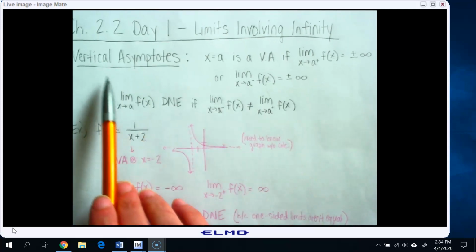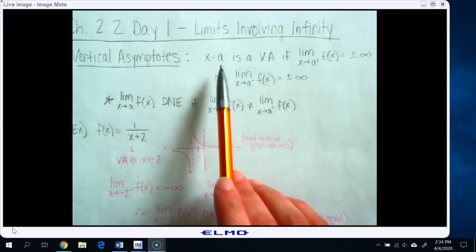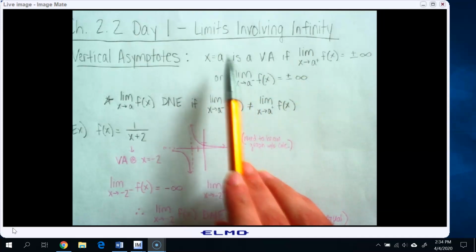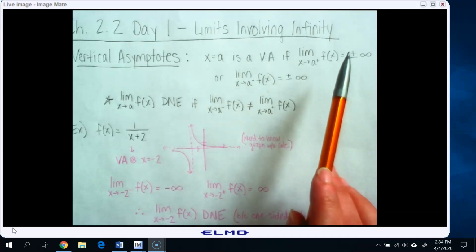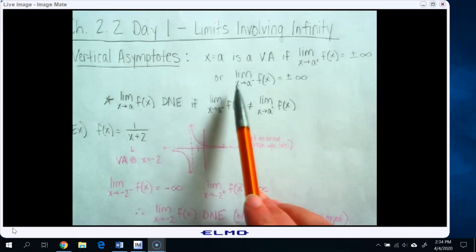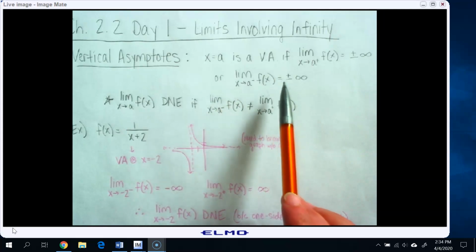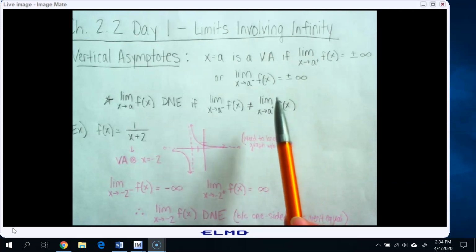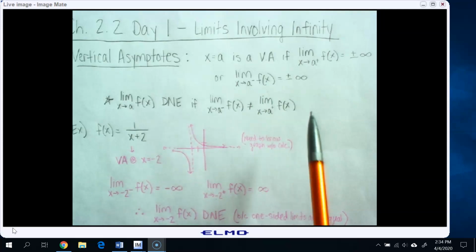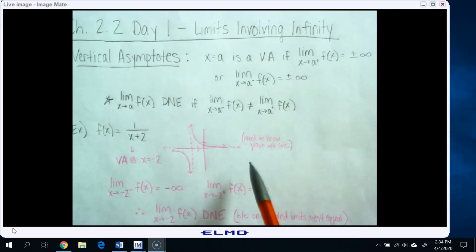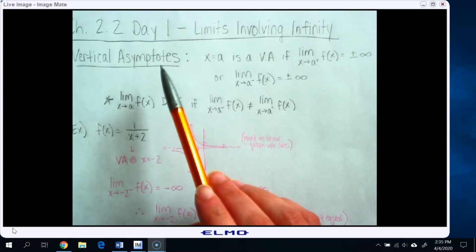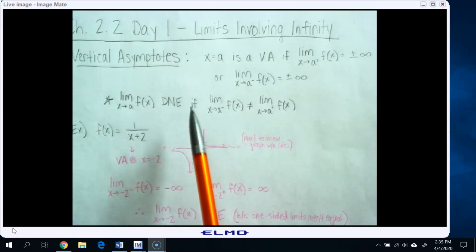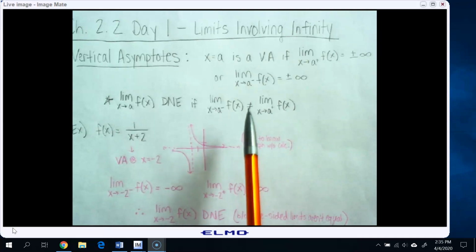Another definition of a vertical asymptote is x equals a is a vertical asymptote if the limit as x approaches a from the right of the function is equal to positive or negative infinity, or the limit as x approaches a from the left of the function is equal to positive or negative infinity. So if you know on your graph that the limit as you approach a number from either the left or the right is approaching negative or positive infinity, then that means there's a vertical asymptote there. And once again, the two-sided limit of a function does not exist if the left side and the right side are not equal.